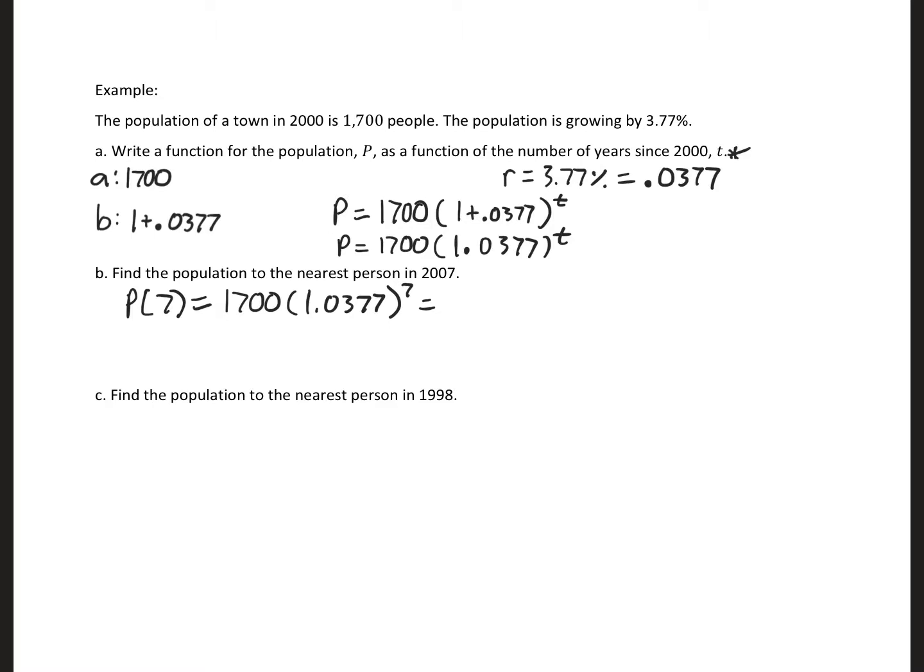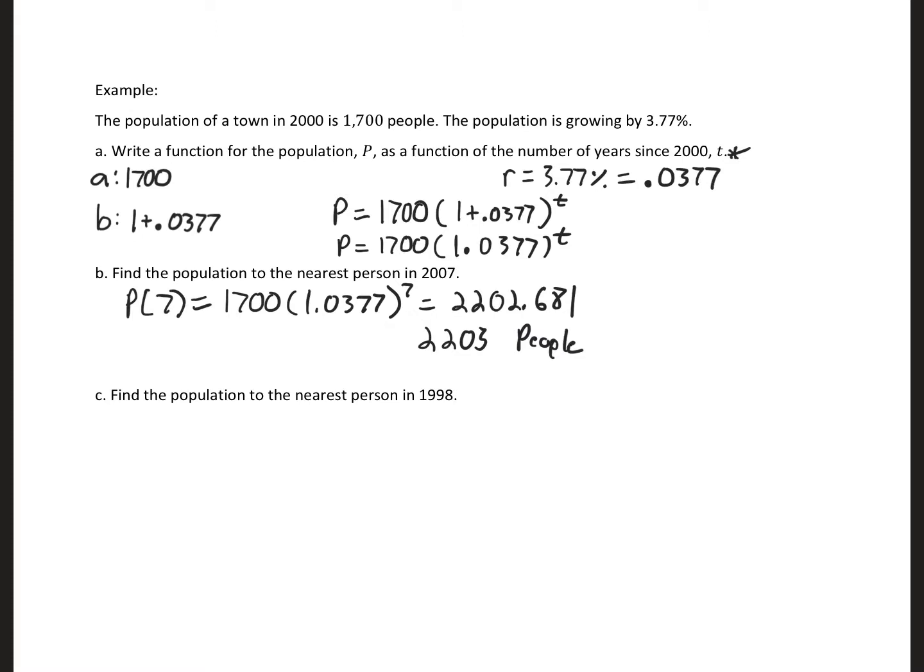It's important to note here, and I'll do an example below using the graphing calculator, that we need to do the 1.0377 to the 7th power first. So if you're using a calculator other than our graphing calculator, make sure you're following proper order of operations. If you're using a TI, you can basically put this in exactly, and the result will be 2,202.681. Since we're talking about the population to the nearest person, that's 2,203 people.